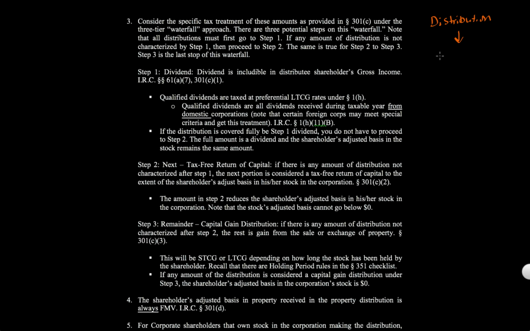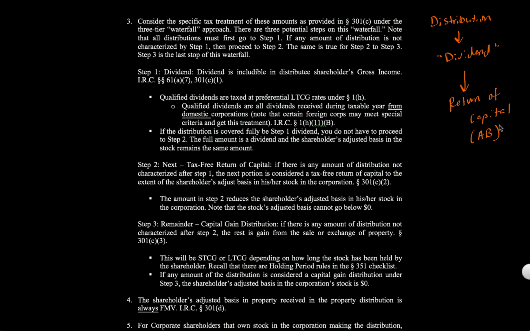In step 3, now we can say, okay, what amount of our distribution is considered a dividend because now we have earnings and profits. After that, anything left over will be return of capital to the extent of our adjusted basis. Now, the adjusted basis of the stock will be reduced after the transaction down to whatever it's left to.